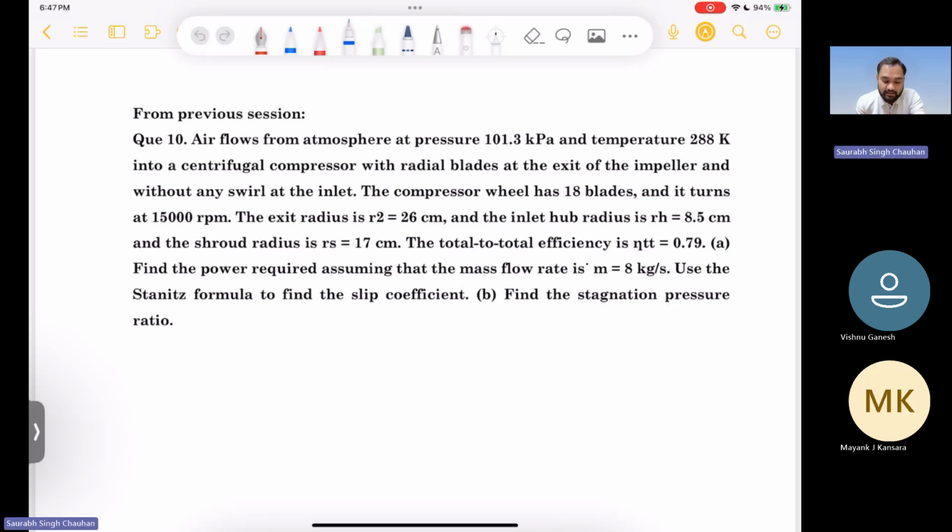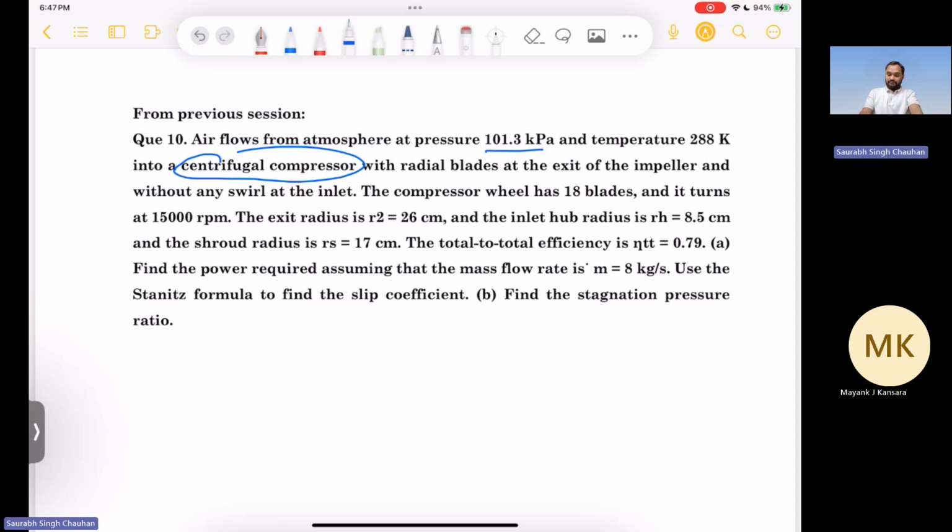So the question says airflow from atmosphere at pressure 100.3 kilopascal and temperature 288 Kelvin into a centrifugal compressor. So you have a centrifugal compressor with radial blades at exit of impeller. So it means the impeller blades are radial, right? So blade angle at the exit of impeller is 0, so beta 2 is 0, and without any swirl at inlet. Without any swirl at inlet means there is no whirl velocity component at inlet, right?